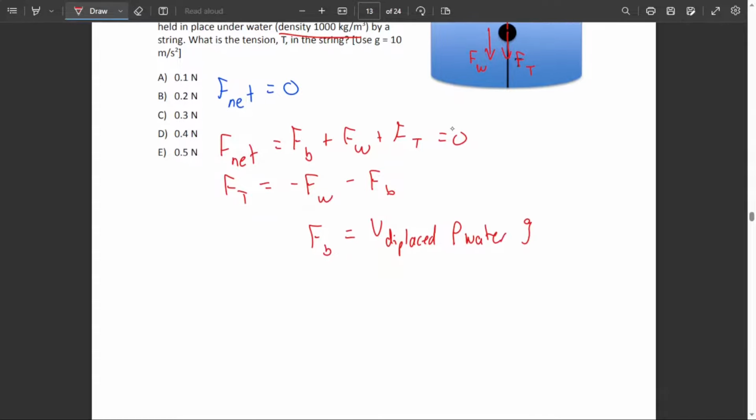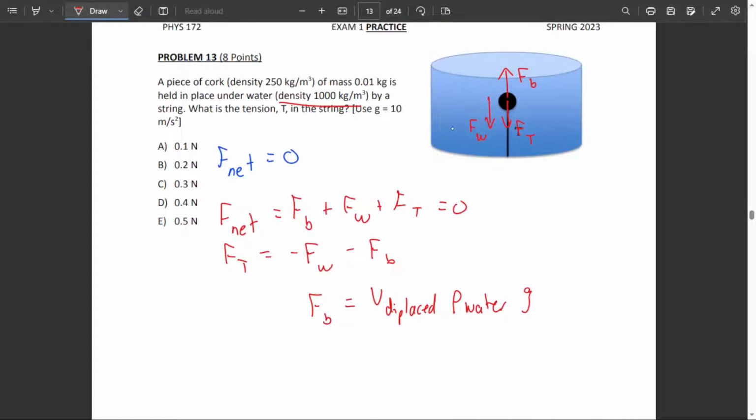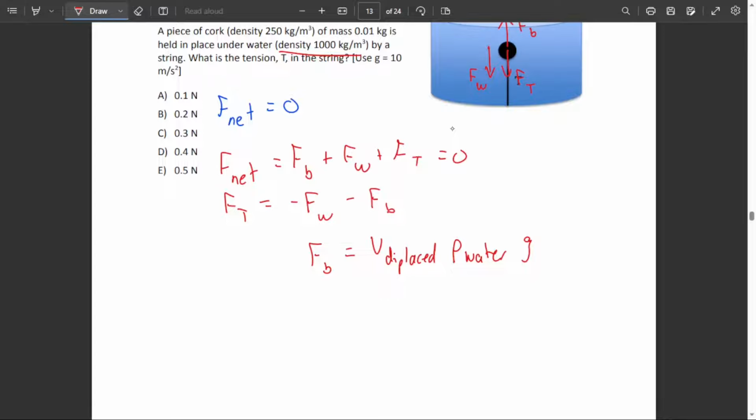We aren't given volume. We are given density and mass though, so we can use both of those in order to find volume. So if we have 0.01 kilograms, and the cork is 250 kilograms per cubic meter, that means our volume is 0.01 over 250 meters cubed.